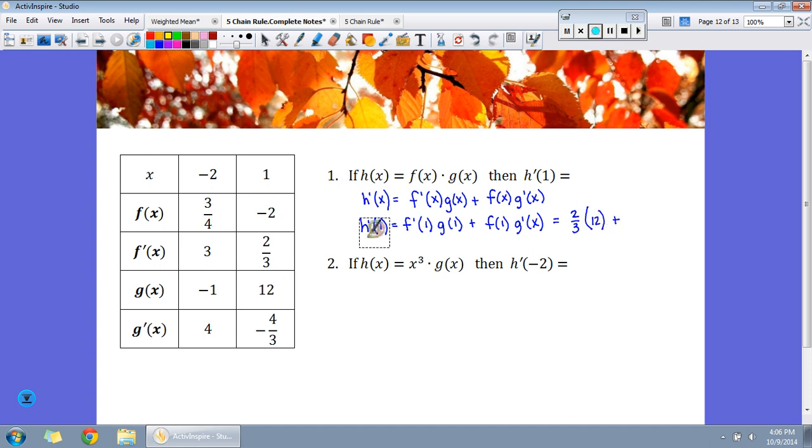Then we're going to add f of 1, which is -2, and multiply that by g prime of 1, which is -4/3. So this is going to be 2/3 times 12, which is 8, plus 8/3. So if we make this 24/3, this is going to be 32/3.